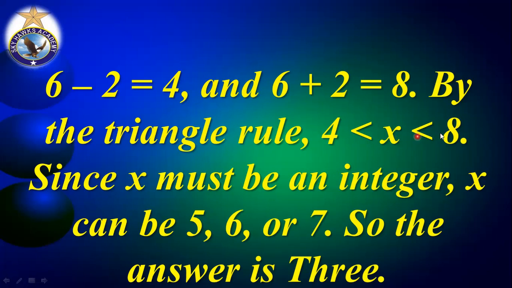That's why it must be less than 8 and it must be greater than 4. So all those 5, 6 and 7. So since x must be an integer, x can be 5, 6 or 7. So the answer is 3. What I mean to say, how many triangles we can get with the sides 6 and 2? Three, because there are three numbers between 4 and 8. Yes. So we can get a total of 3 triangles.